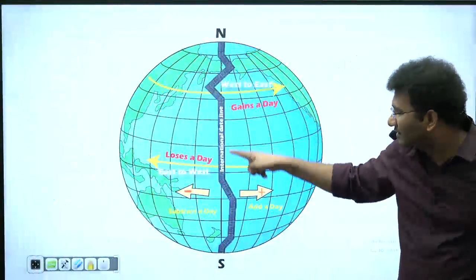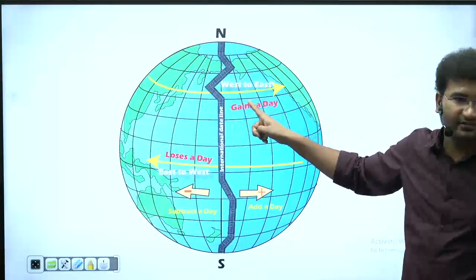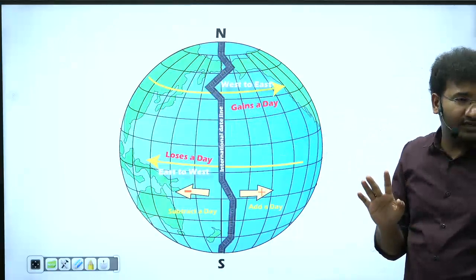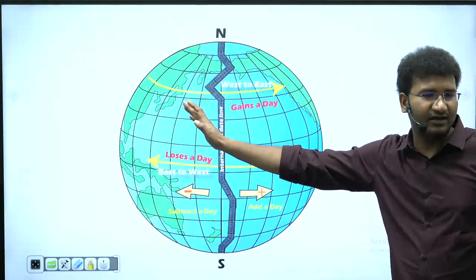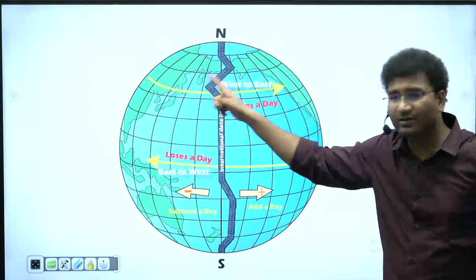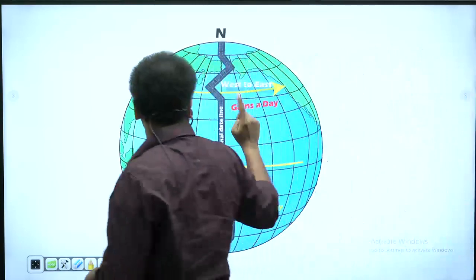This is your international dateline. As you are moving from west to east, ठीक है? I am only considering, if this is taken as the central line, this is called the east and this is called the west. If you are moving from west to east, are you gaining or losing? You are gaining a day.